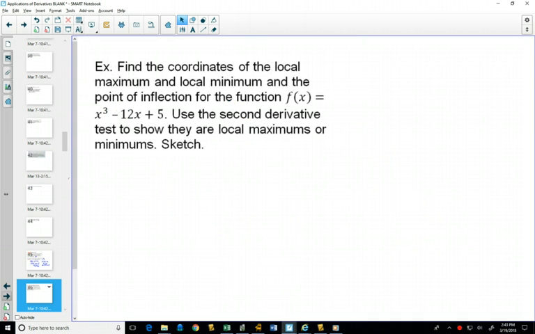Okay. So here is a cubic function. We want to find the local minimum and the point of inflection and use the second derivative test to show their local maximums or minimums. And we're going to sketch.